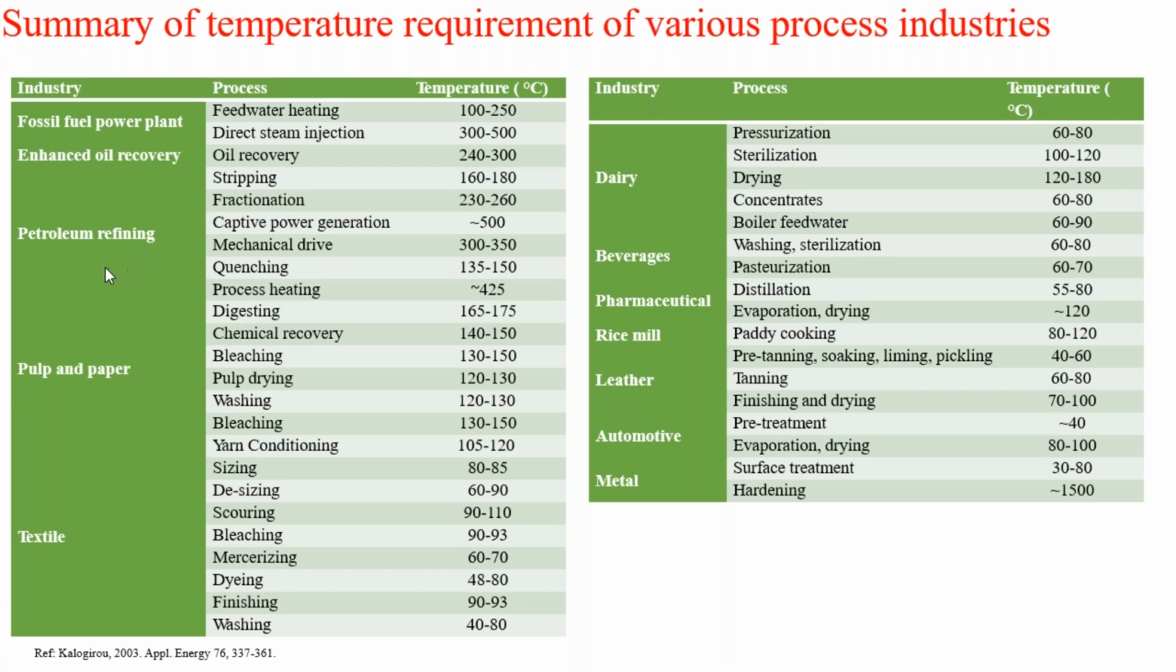So these are the different sectors where we can use this solar thermal system, whether it is a petroleum refining system, the pulp and paper industry, the dairy industry, beverage, rice mill, or the leather industry. Here the temperature range is given for different processes. Even for the automobile sector, and for metal processing, like hardening and surface treatment, the temperature is given over here.